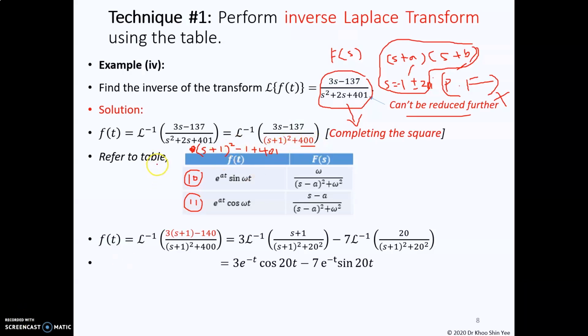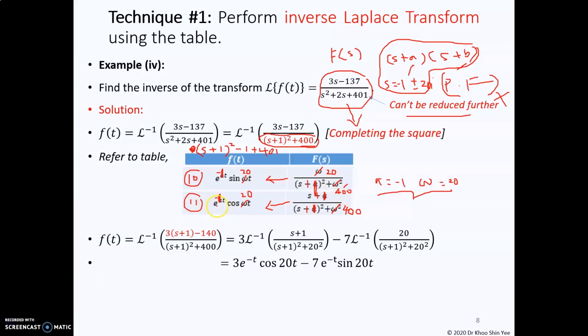And when you compare to the table, you will see that the denominator is similar to formula 10 and 11 here, where your a is equal to -1, omega is equal to 20. So when you have omega squared, it will be 400. When you substitute a and omega inside this formula, you obtain exponential negative t sine 20t is equal to 20 over x plus 1 square plus 400.